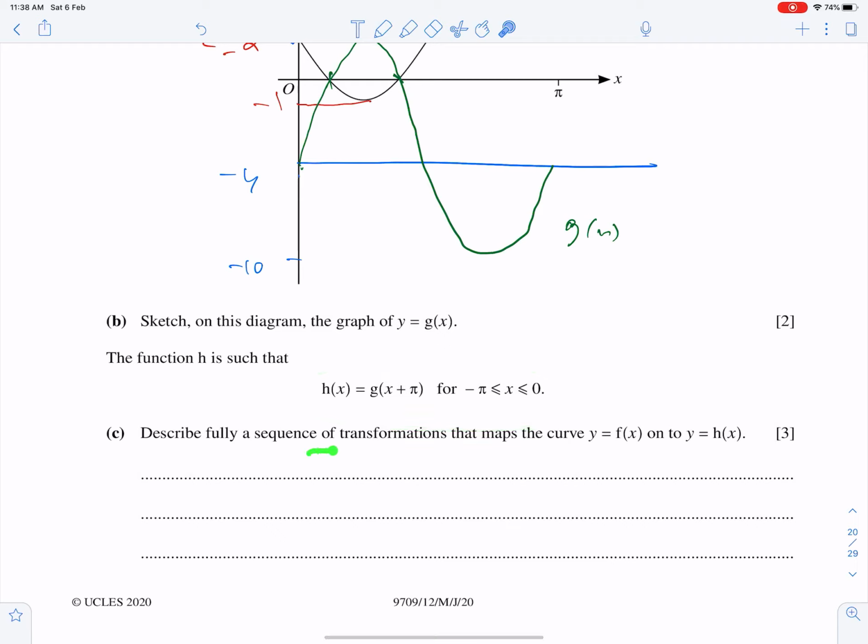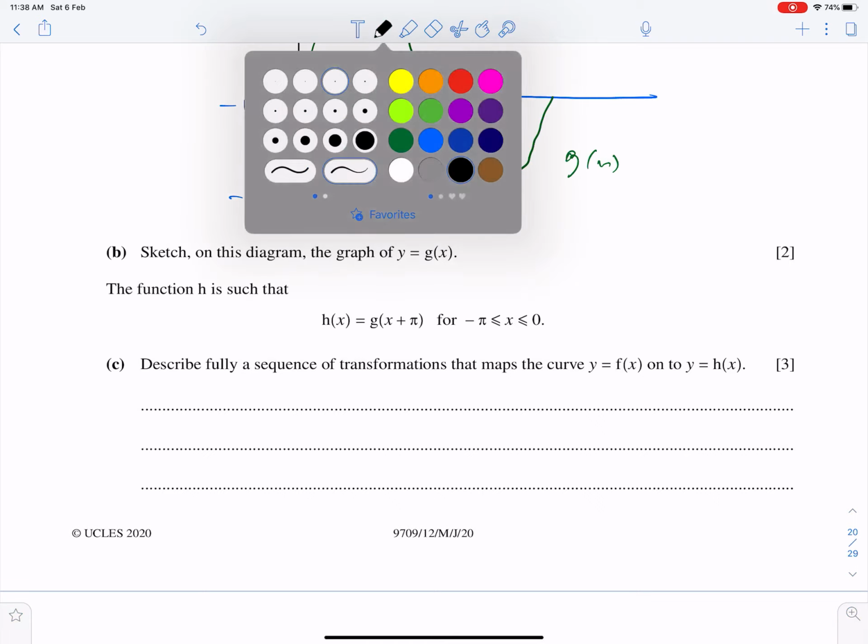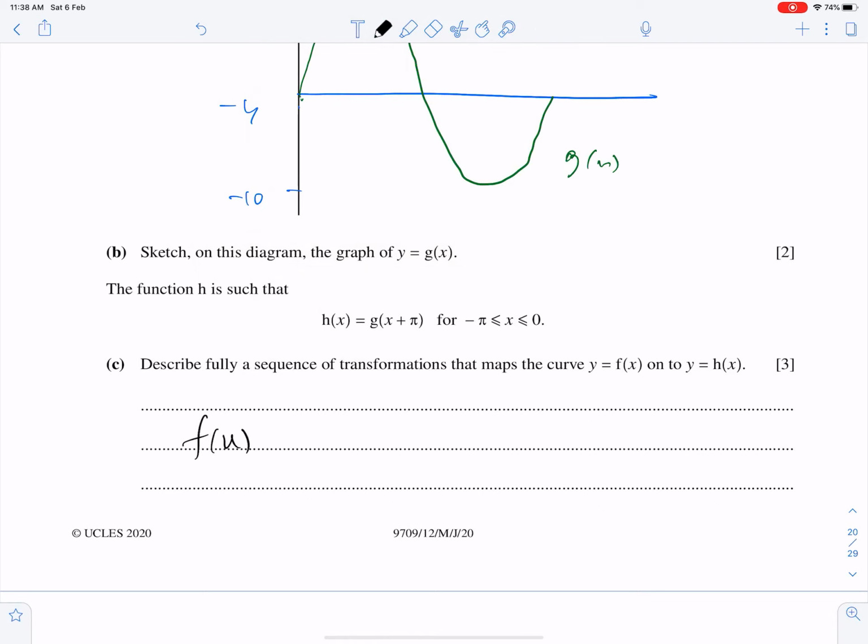Describe fully a sequence of transformations that maps the curve y is equal to f of x onto y is equal to h of x. This is a very important part of this question. We cannot get h of x directly from g of x. So first you need to write the sequence of the transformation. First write f of x. F of x will become g of x and then g of x will become h of x. This is the sequence of the transformation.